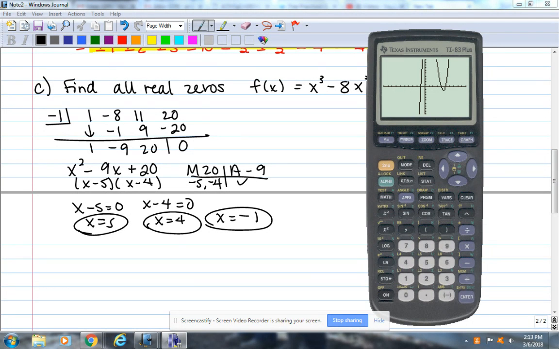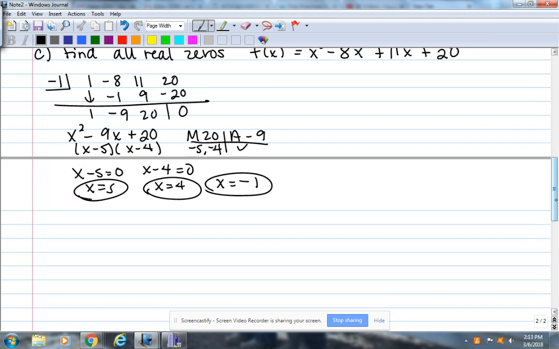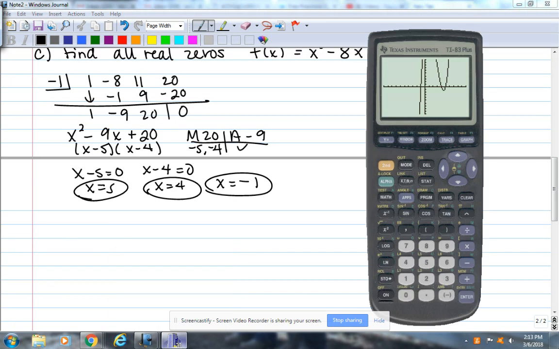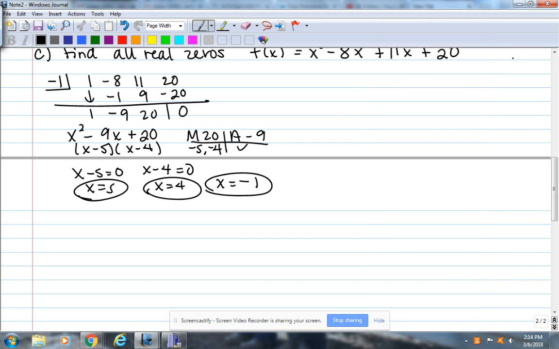All right. Let's do another one. I want you to take your calculator, Y equals. Clear everything. Y equals, and then hit clear. And it should get you a clean screen.